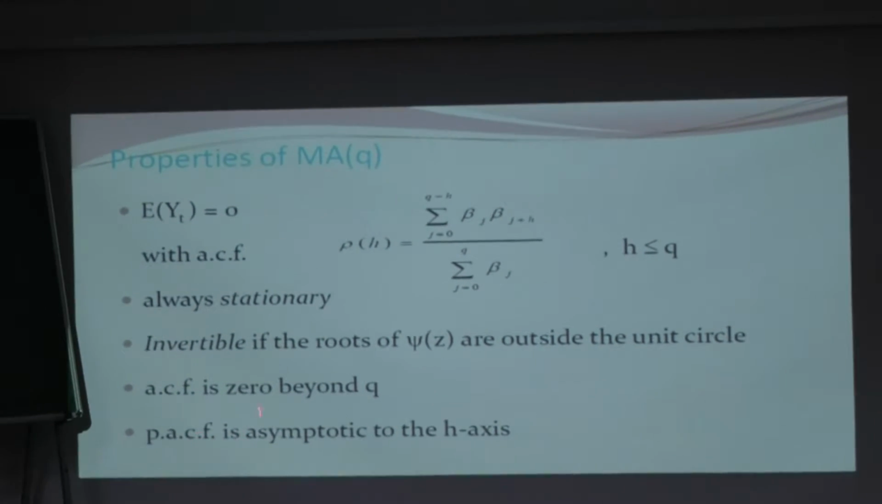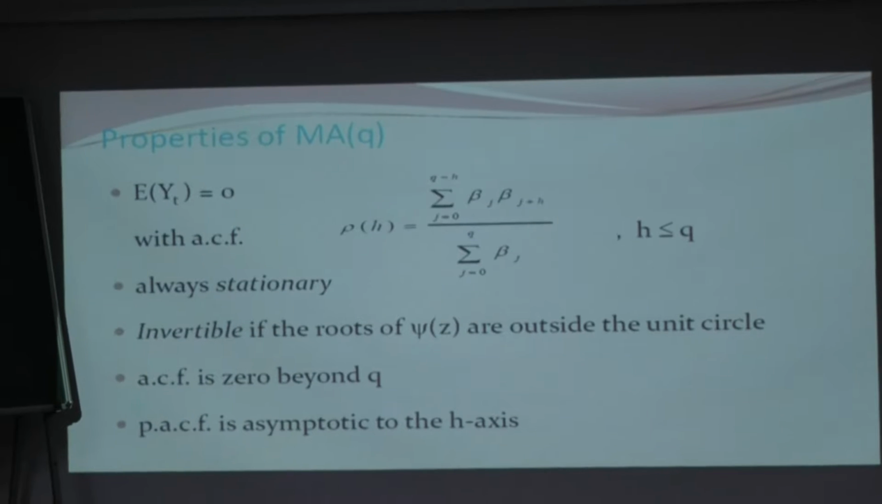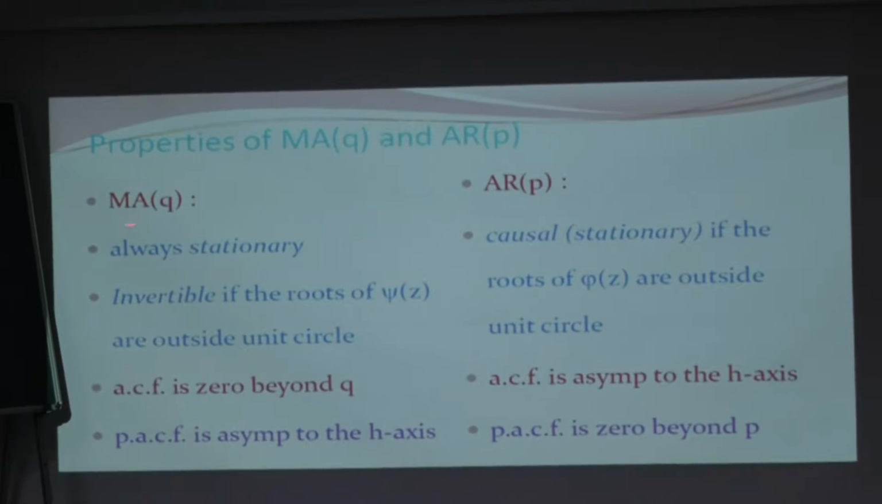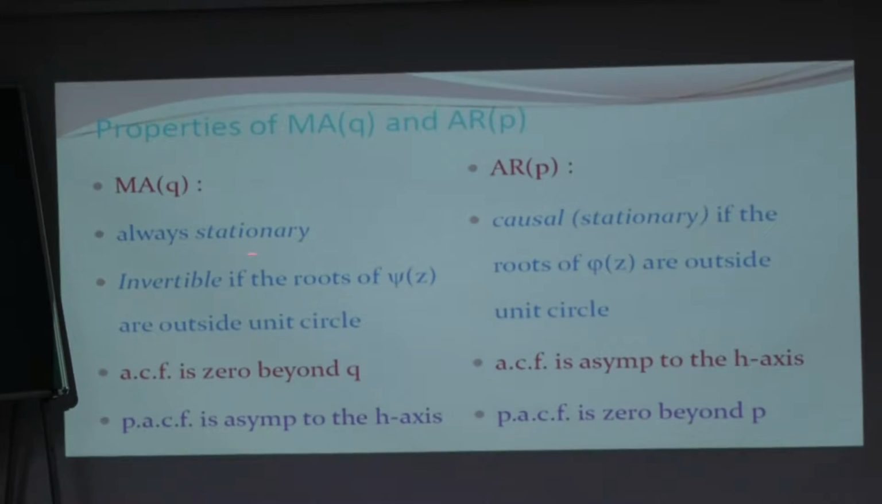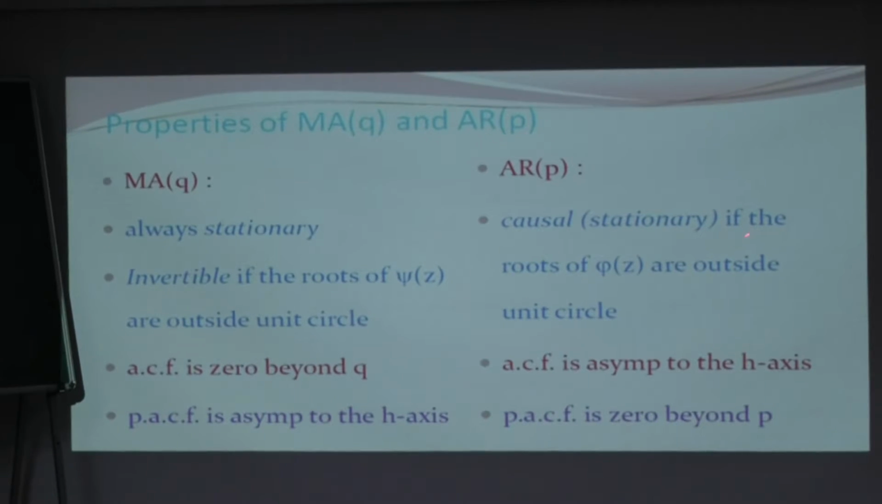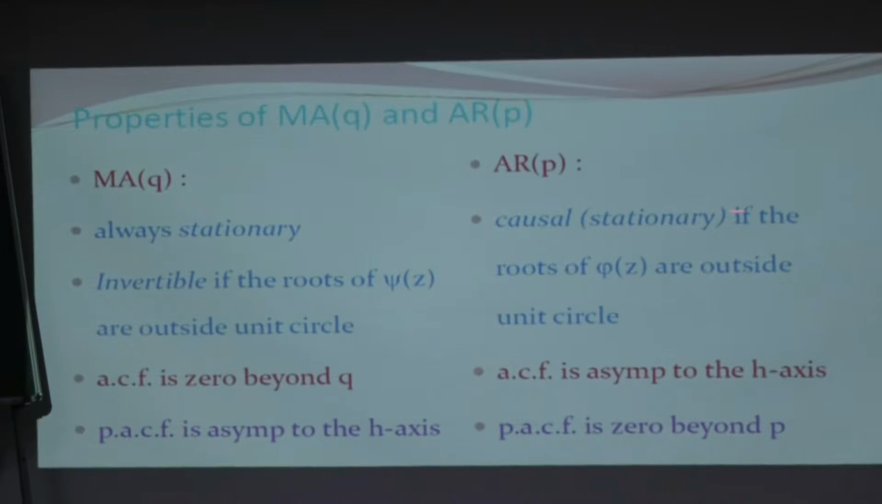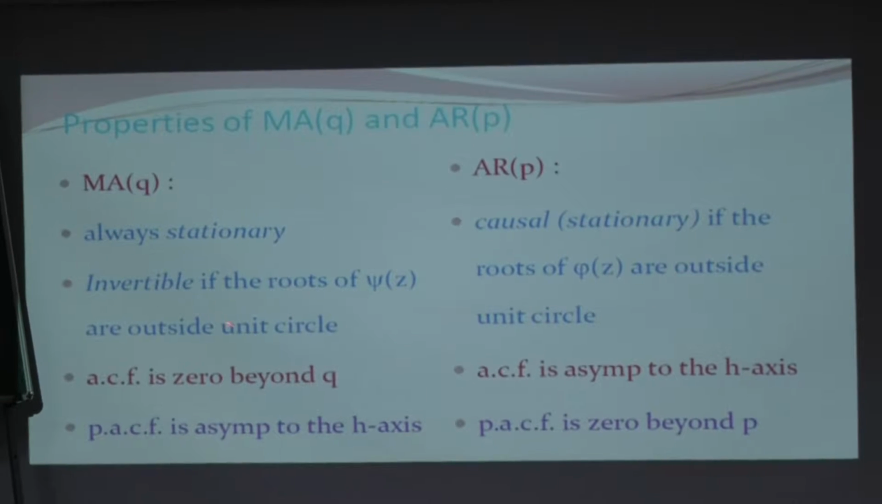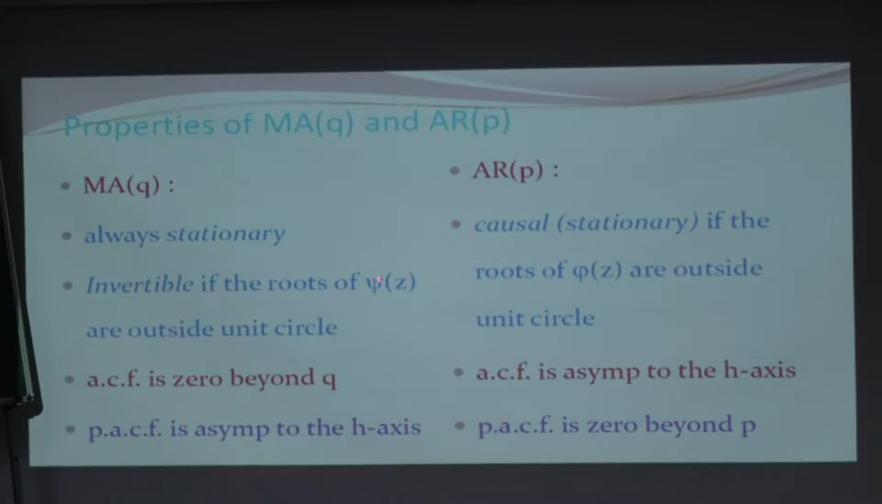In this case again, just the opposite. Maybe I think I've got a slide on this. Yes. MA process is always stationary. Okay. AR process is not always stationary. It's stationary only if the roots of phi z are outside the unit circle. Okay. Invertibility you don't really need to bother too much. This is invertible if roots are etc. outside. But the main thing is ACF here is 0 beyond Q.